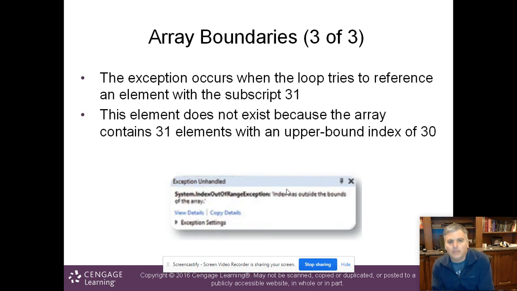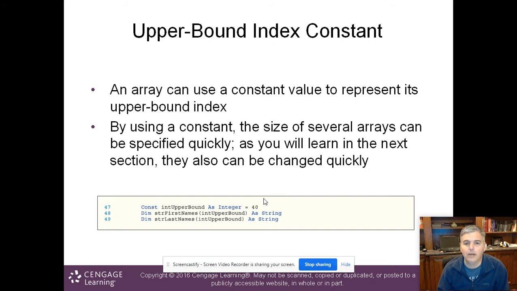So as I previously explained, the exception occurs when the loop tries to reference an element with subscript 31. The element does not exist because the array contains 31 elements with an upper bound index of 30. So you're going to get this system out of range exception, indexes outside of the bounds of the array. If you're working with arrays and you get that error, it's because the array you declared is not large enough. You're trying to go beyond what the bounds of that array are. So it's something to keep in mind when you're working with your applications. Some of you may get errors on that as you're going through.